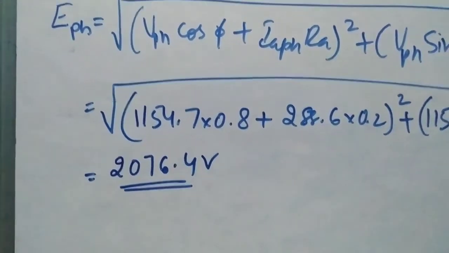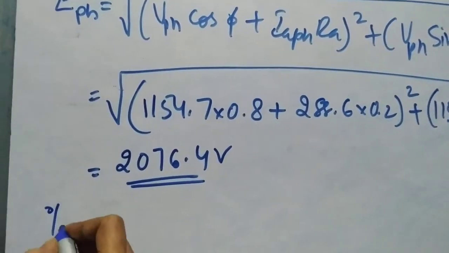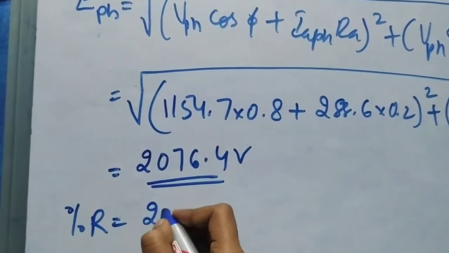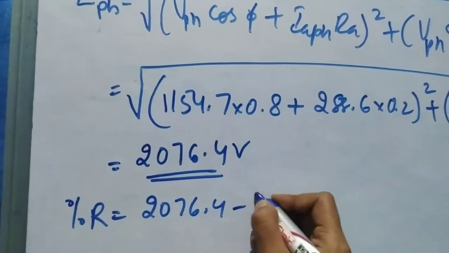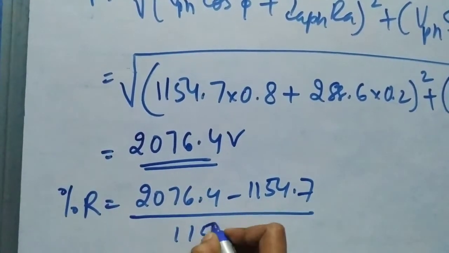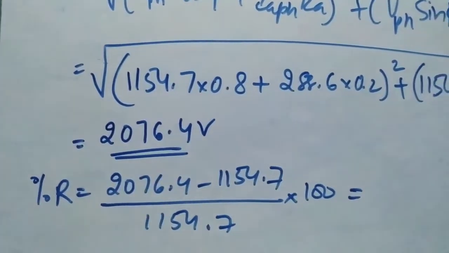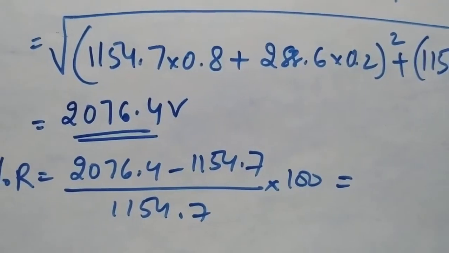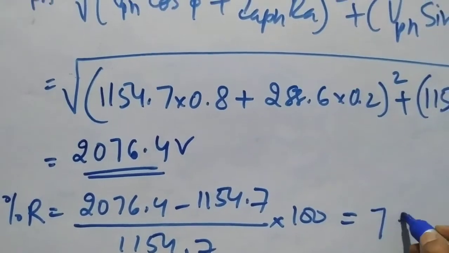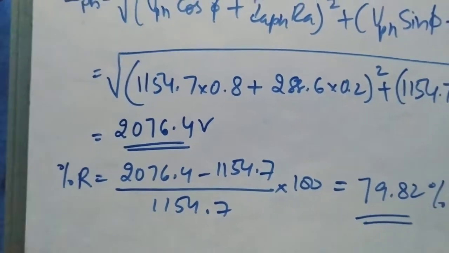It leads to 2076.4 volts. Now substitute this value in the percentage regulation. So percentage regulation is equal to E phase, 2076.4, minus 1154.7, divided by 1154.7, times 100. After solving this we get a regulation of 79.82%. This is for the lagging case.